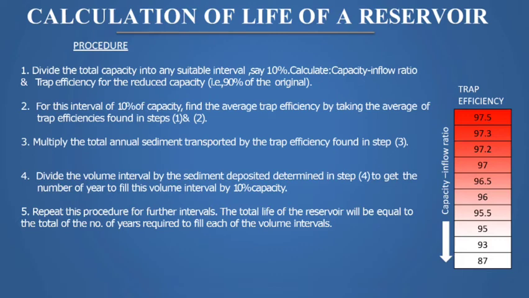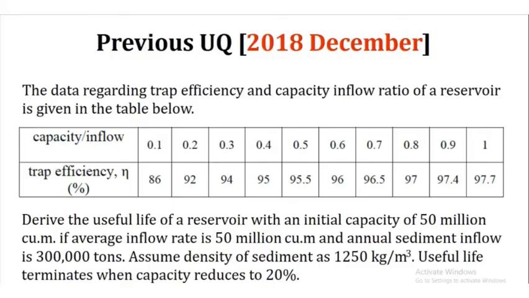So then we decrease the value by 10 again and again till 20% of the total capacity is reached. At that time, we can say the life of a reservoir has come to an end. So we add all these years to find the life of a reservoir. So let us look at a question. It will be more clear then. It is a previous university question.